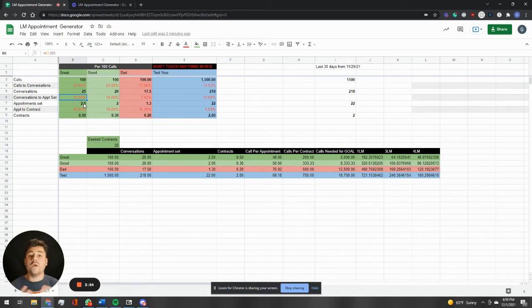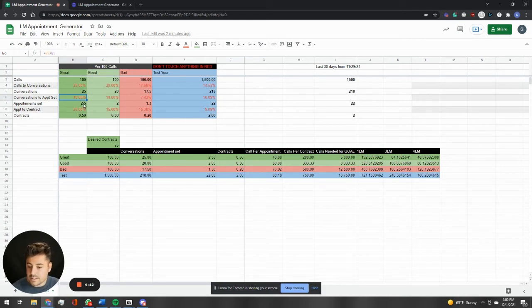And again, the whole point of this system is so that we can start predicting off our lead managers' numbers how we can get to our desired contract, right? How can we get there? And we'll go a little bit deeper into it. But so we did that.